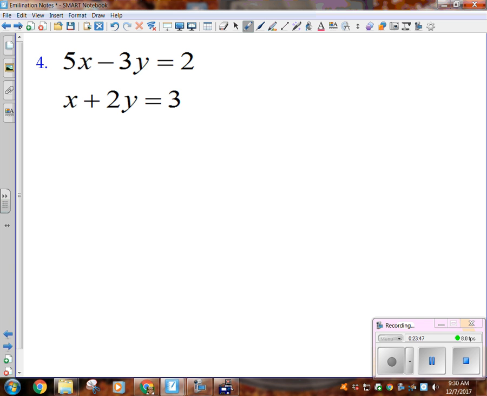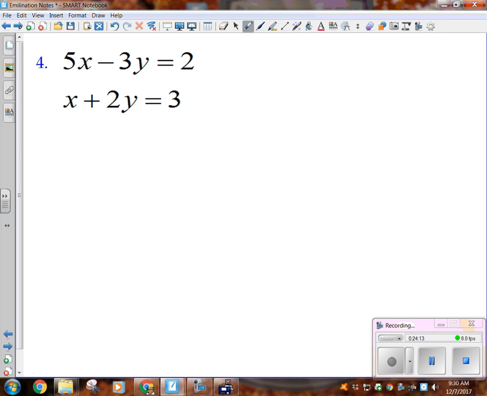What's the smallest number that 2 and 3 both go into? 6. Could I multiply this one times 2 and make it a 6? Negative. Could I multiply this times, what would I have to multiply 2 by? 3. So I'd have to multiply the top by some number and the what? Bottom by some number. But I could make that work. Okay, that's option number 1. That may or may not be the easiest option.